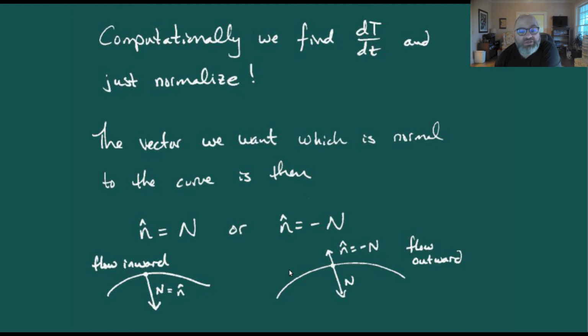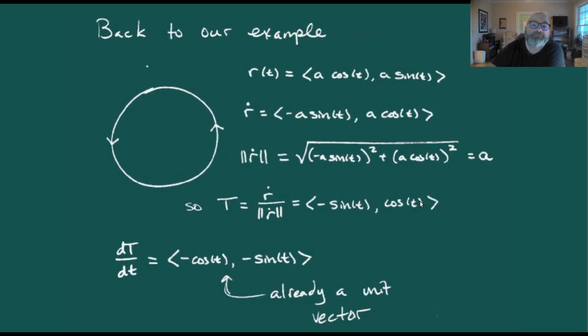And so computationally, do we have to really find the normal vector and go through that? Well, not really. We can take a little bit of a shortcut and just take the derivative of the unit tangent vector with respect to our parameter and then just normalize from there. And so the vector we want, which is normal to the curve, is either just our unit normal or the negative of our unit normal, depending on which direction of the flux we are interested in calculating.